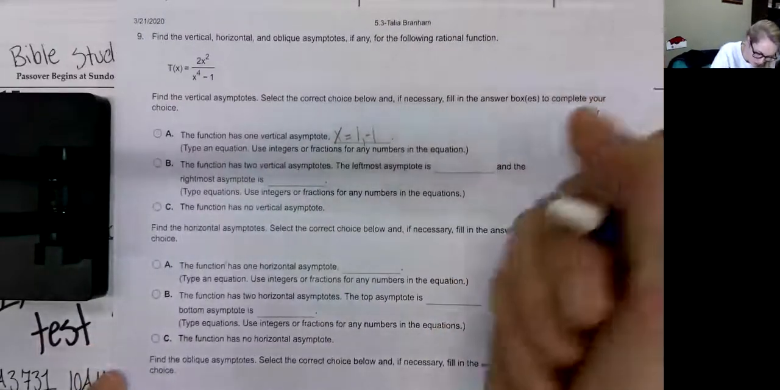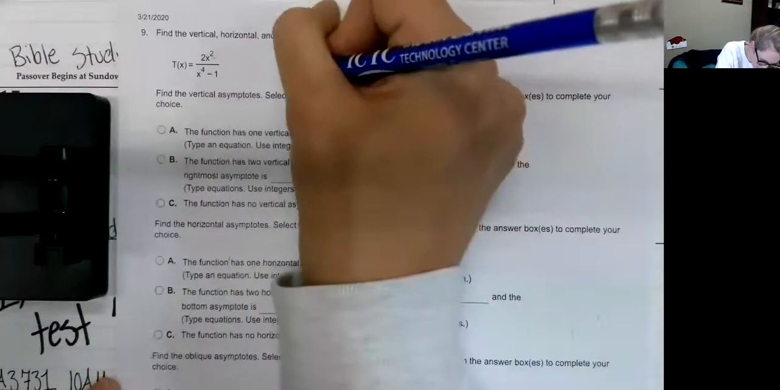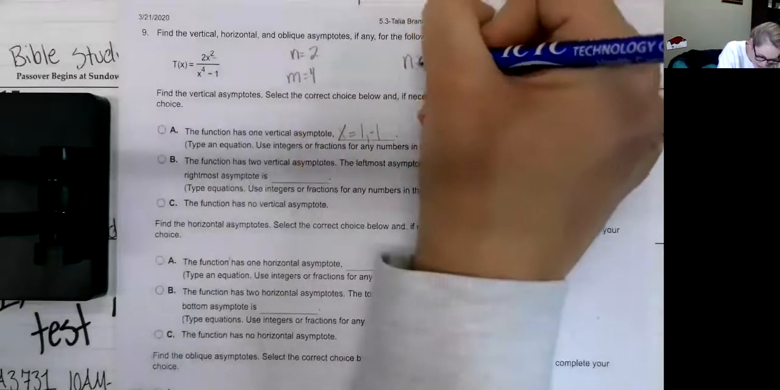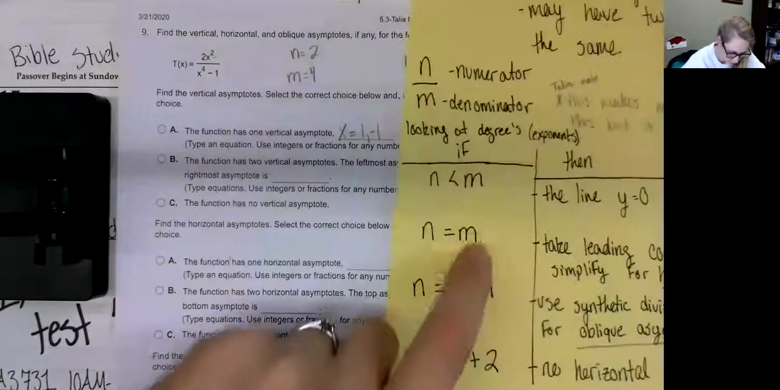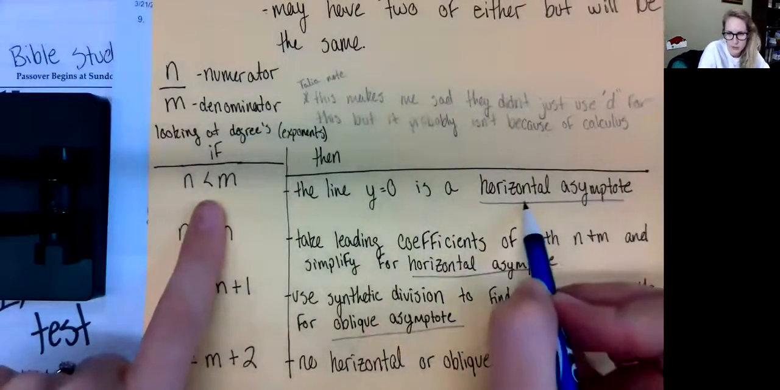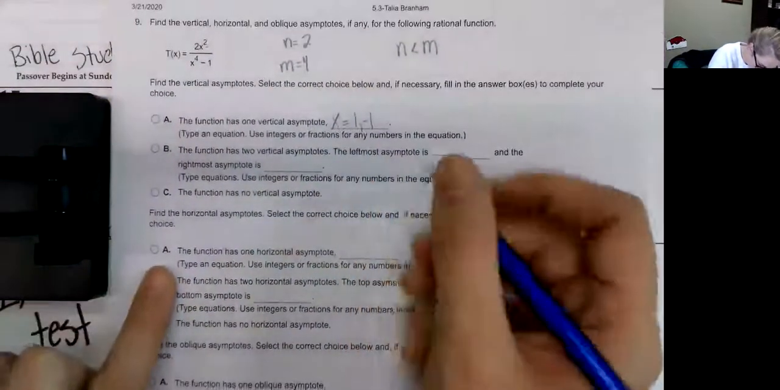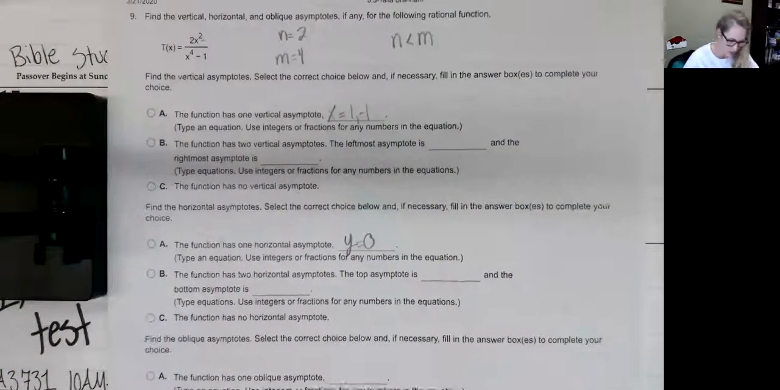Now to find our horizontal or oblique, we need to know the degree of the numerator, which is 2, and the degree of the denominator, which they use n for, which is 4. So n is less than. When we have less than, it's y equals 0, and it's horizontal. So we have y equals 0. There is no oblique because it's one or the other. All right, horizontal over here.